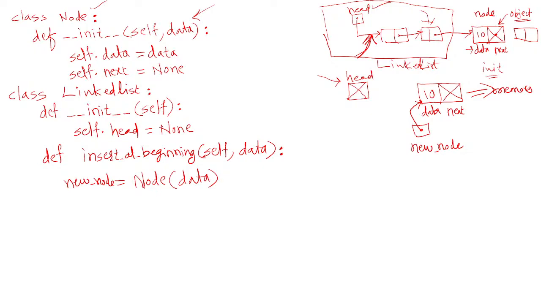How can you allocate memory for the new node? Just by calling the constructor of the Node class and passing the data. It creates a new node, and that new node's address you collect in a variable called new node. Now the new node is created like this. If this has to be inserted at the beginning, head should point to this. Yes or no? Head should point to this.